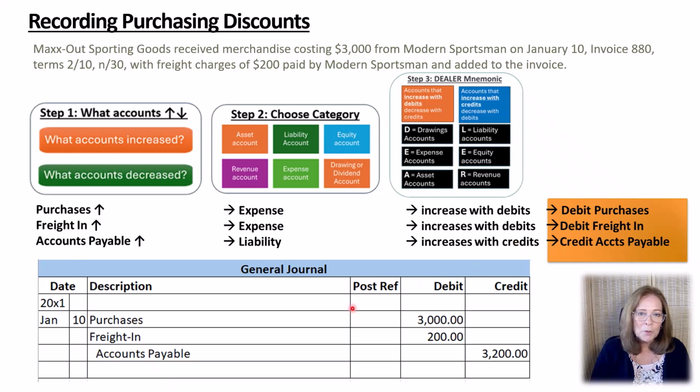We record the purchase by writing January 10th into the date columns, purchases into the description column, and a debit of $3,000 into the debit column. On the second line, we debit freight in for $200, and on line 3, we slightly indent and credit accounts payable for $3,200.